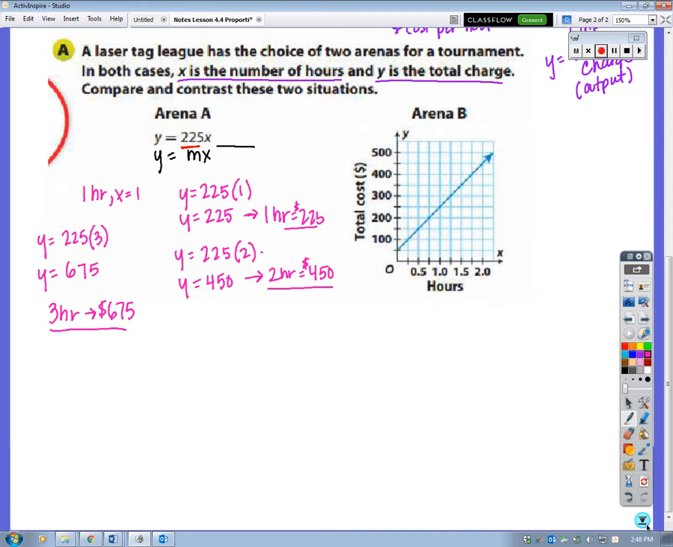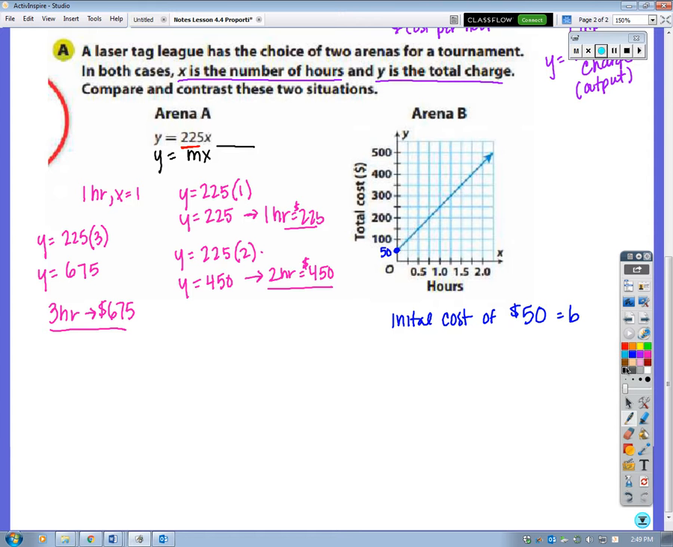So comparing that to Arena B, which is our graph, first thing you want to notice is that it is a non-proportional relationship. It starts at a value on the y-axis. So let's see what they are counting in here. Looks like this is 50, right? 100, 150, 200, 250, 300, 350, 400. Okay, so it looks like there is an initial fee, right? Or initial cost of $50. And so this represents b in our y equals mx plus b.